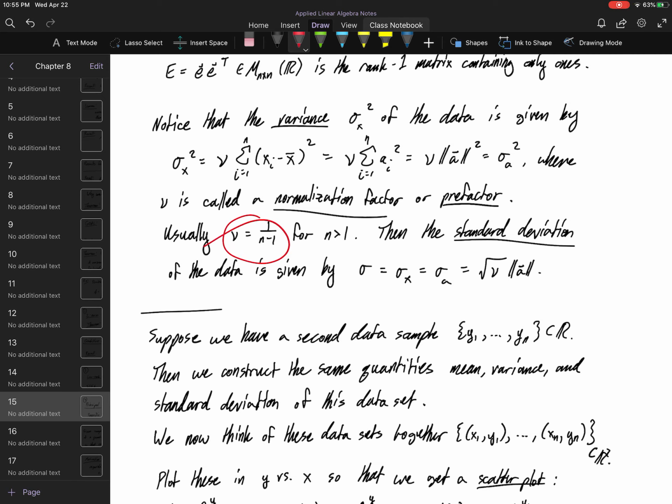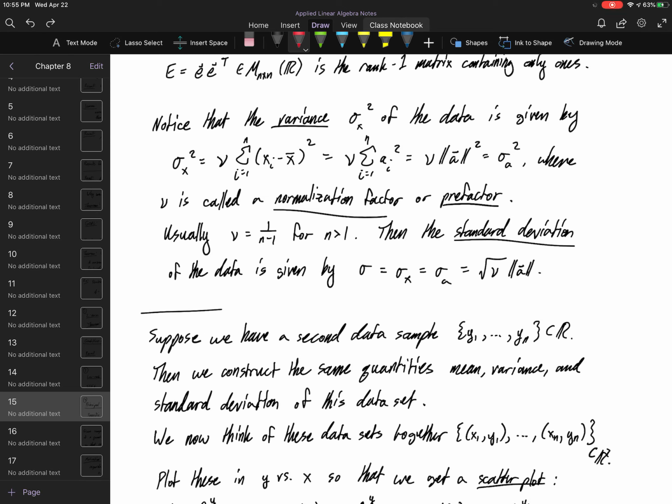So for a standard procedure, we usually just take this new constant to be 1 over n minus 1. And you'll see that in your standard, well, what would it be? It's a standard z-score or standard hypothesis testing. You're going to see it used in that setting.